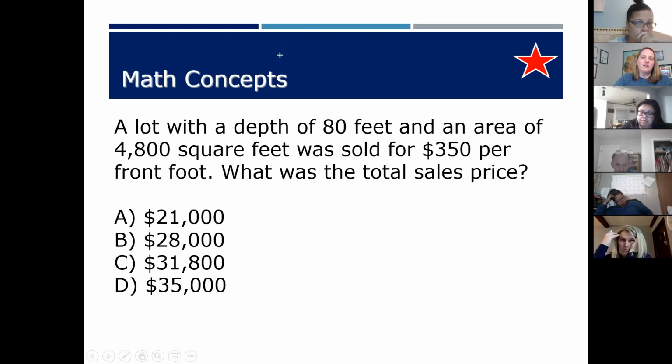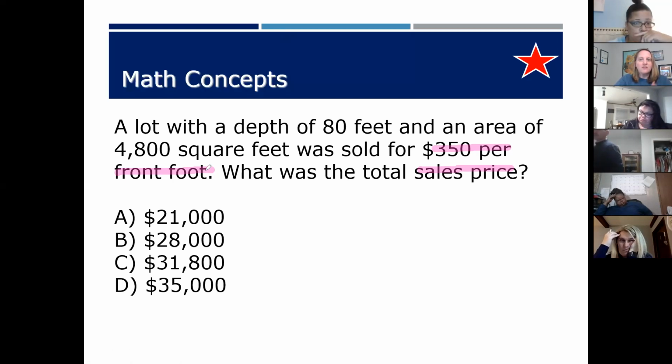This is one of these problems that you have to build on, which is pretty applicable to what you're going to see. I'm looking for the total sales price. The total sales price was sold for $350 per front foot. So in order to find the sales price, I have to know the front foot. Do I know the front foot? Not yet. So step one says I have to find the front foot. You guys with me? So we're kind of talking our way through it.